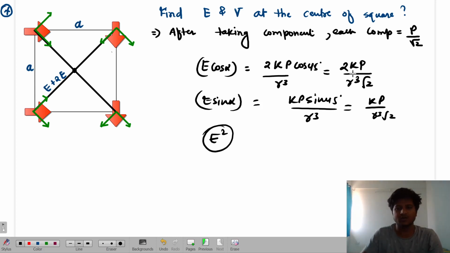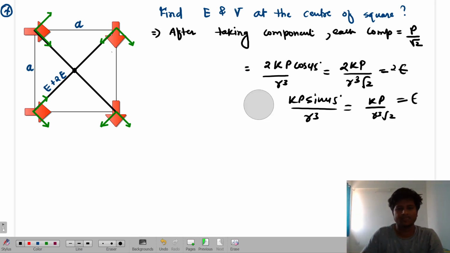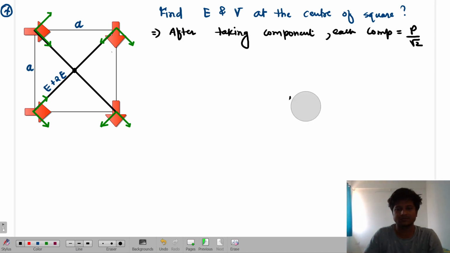So E cos alpha will be what? Twice of Kp by R cube into root 2, which means twice of E, and this is how much? Are you able to get me or not? Is that clear? So therefore, one component is E plus twice E due to both of them. For them also, it will be what? E plus twice E. Are you able to get me? Is that clear? Now look over here. Due to this, what will be there? E plus.